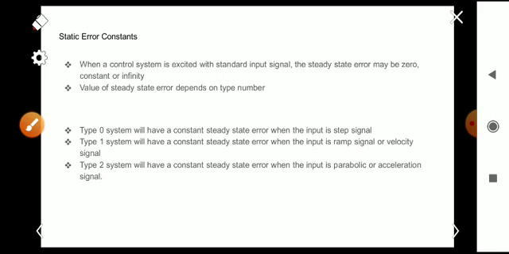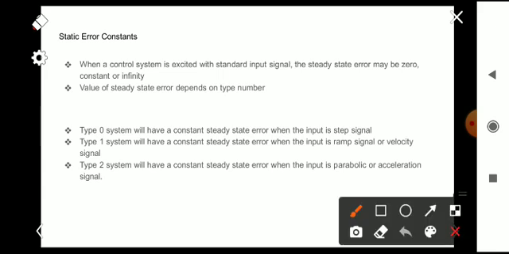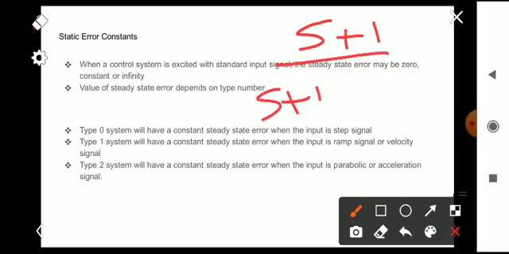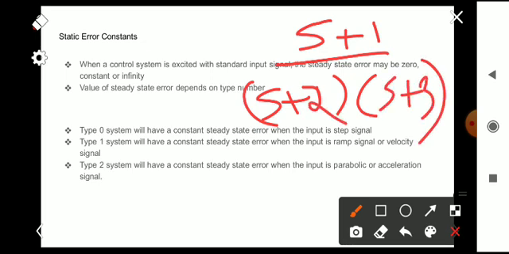So for a type 0 system, listen carefully, a type 0 system will have a constant steady state error when the input is a step signal. Type 0 system means, suppose we can write G(s) as (s+1)/((s+1)(s+2)(s+3)). This is a type 0 system because the number of poles at the origin is 0. Here the poles are s equal to minus 2 and s equal to minus 3, so there are no poles at the origin.